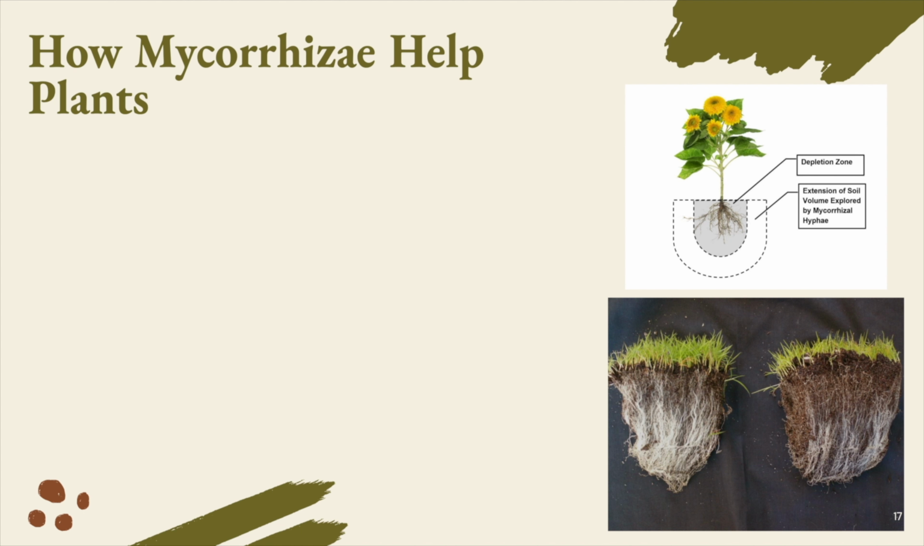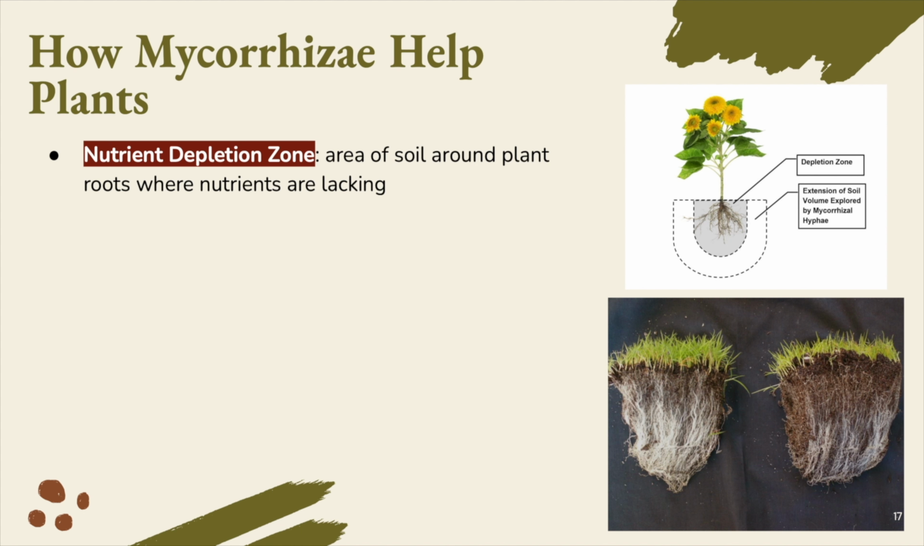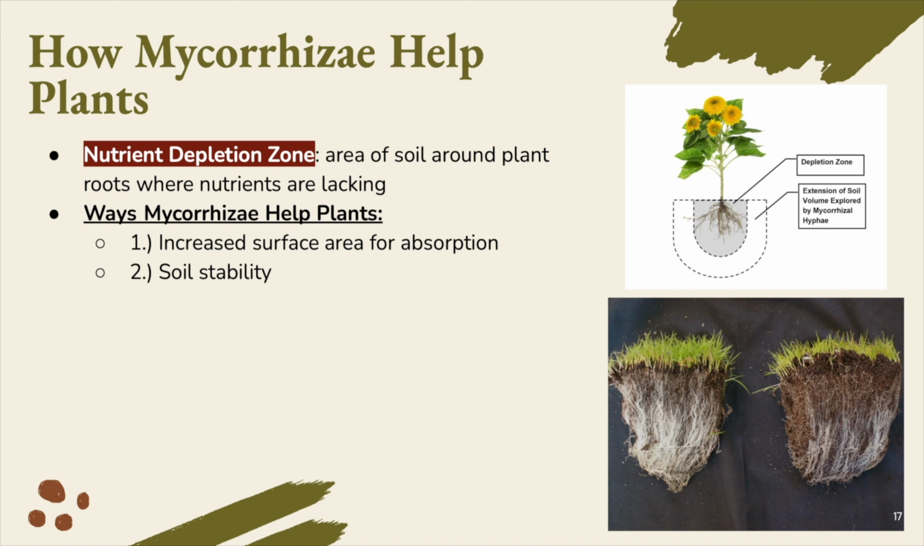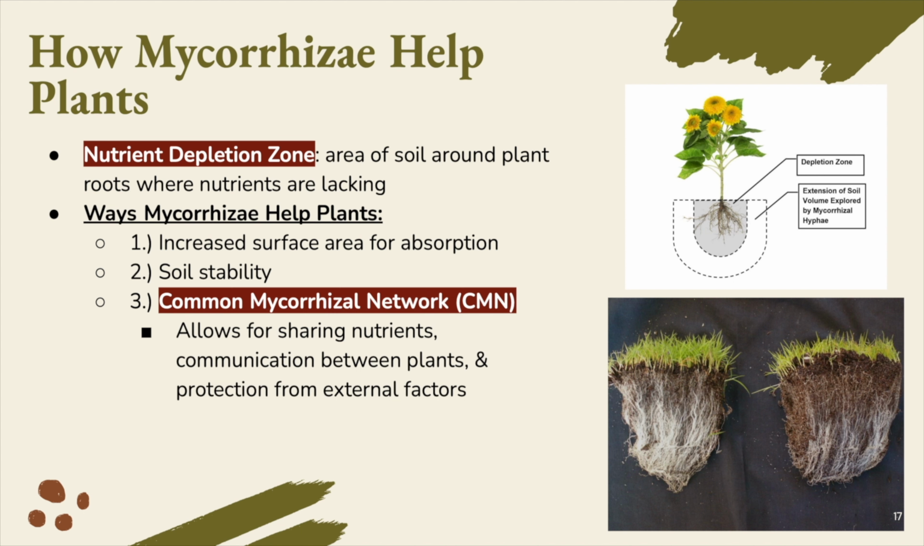How mycorrhizae help plants. The soil around plant roots where nutrients are lacking is called the nutrient depletion zone. With the help of mycorrhizae, they essentially extend the surface area of the roots, which can reach into the soil, increasing the availability for water and nutrient absorption, which is up to a 10 times increase. Mycorrhizae can also help to stabilize the soil and can form a common mycorrhizal network where hyphae connect multiple plants. This allows for nutrient sharing, communication between distant plants, and pathogen, disease, and metal protection.